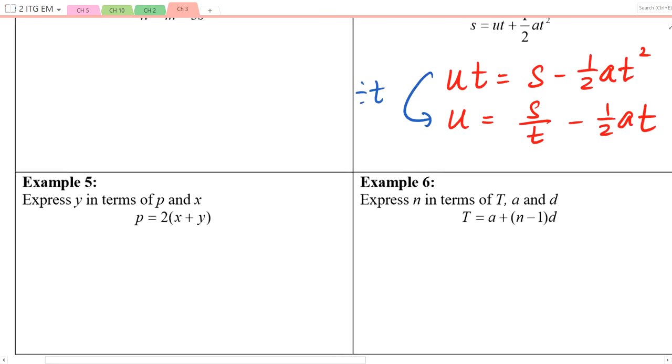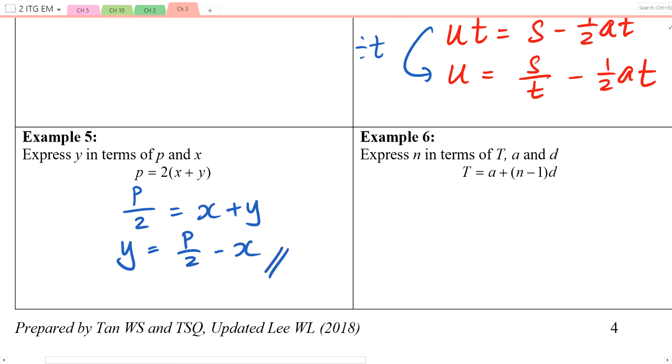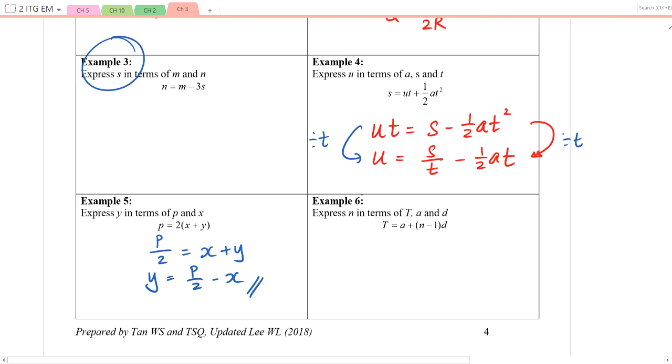Now move on to example 5. Express y in terms of p and x. So in this case, I want to make y the subject. Everything else I want to remove. So the first thing I want to do is to divide by 2, giving me p over 2 equals x plus y. So y must equal p over 2 minus x. So try example 3 and example 6 by yourself, and check with your partner whether your answers are the same.